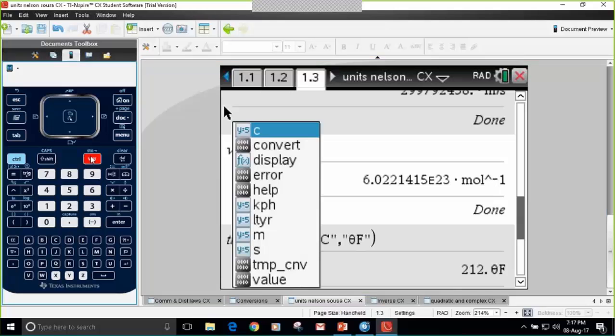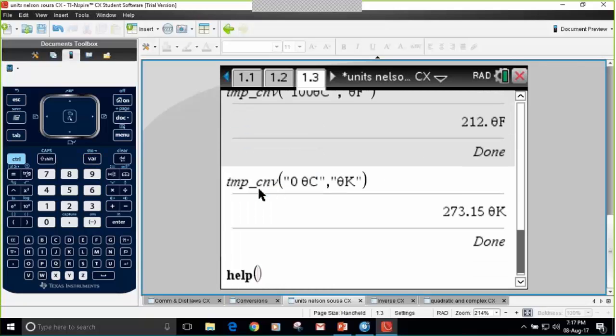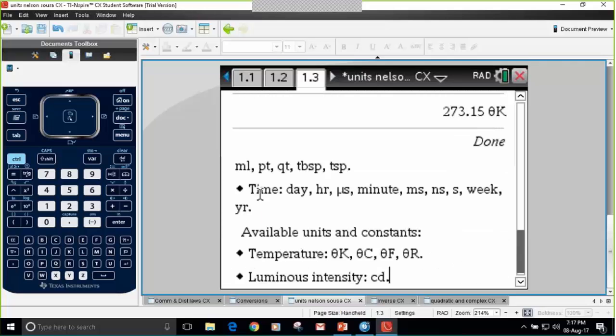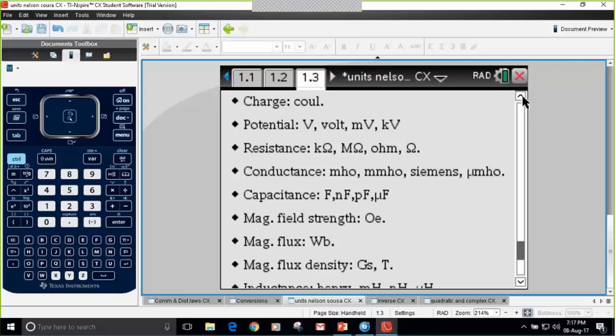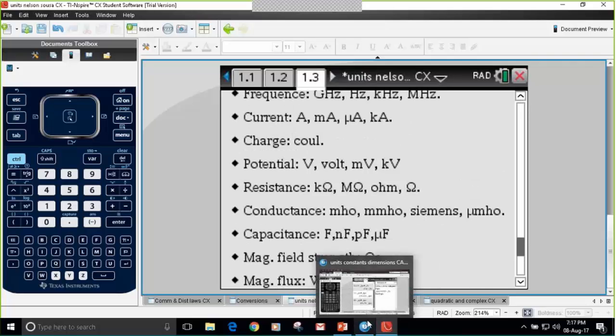If you go to VAR, you can see that you can access those things. The help file is a pretty interesting one, and that lists all the various units that he's got in there.